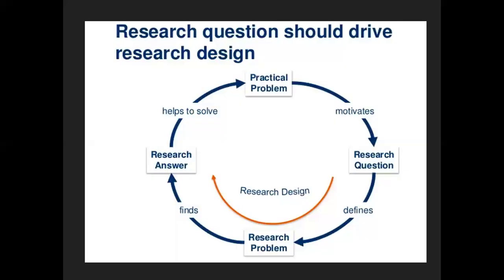So to wind up, I think the research question should drive the research design, and the question should come up from a practical problem that you're facing in your clinical practice. You should not be imagining doing research on scoliosis when you're working in a unit which does knee or hip work. It should help solve a practical problem related to the patients, which motivates you to create a good research question, and that research question will define the research problem and help you create a correct research design to solve the problem. So once you solve it, there's a research answer, and that ultimately helps you solve a practical problem. So these are the various steps in doing it.